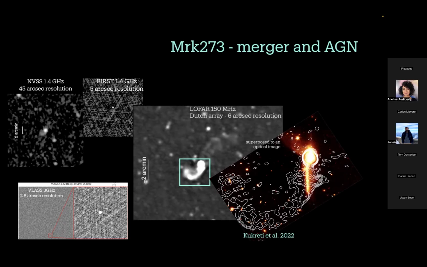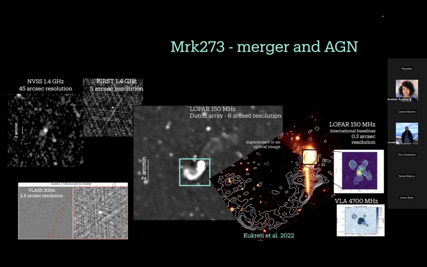And this is the same, but overplotted on an optical image, using contours that the radio astronomers like so much. They're not very sexy as a way, but they really tell you how much flux there is in each of them. So maybe we do something in the afternoon. And these two are images at even higher resolution.